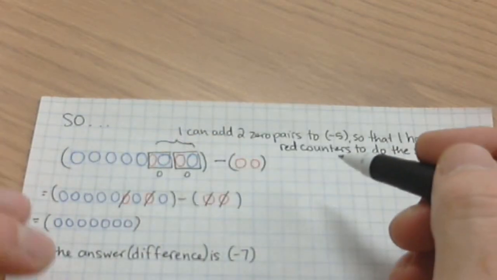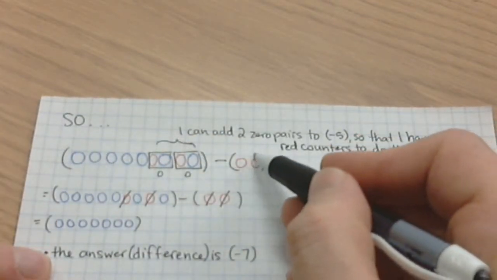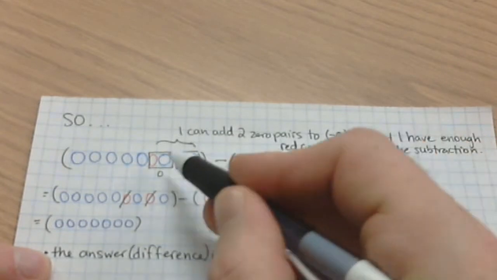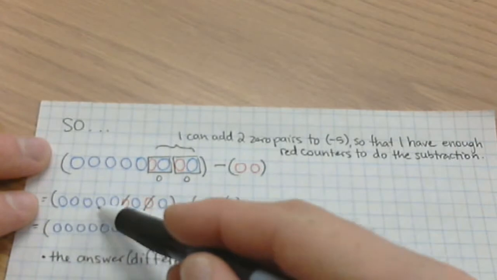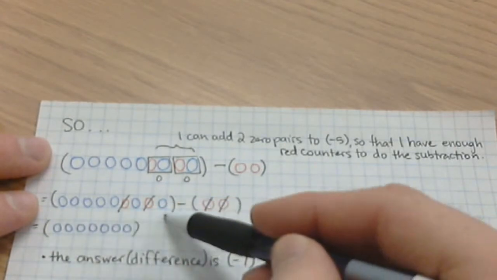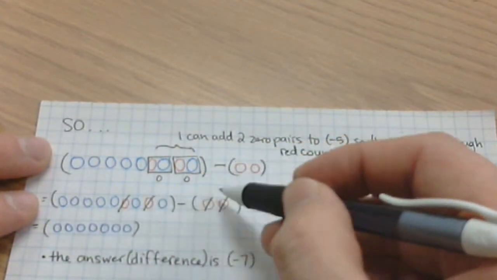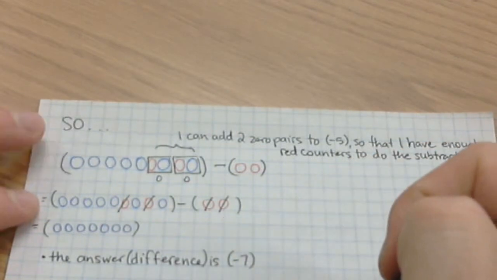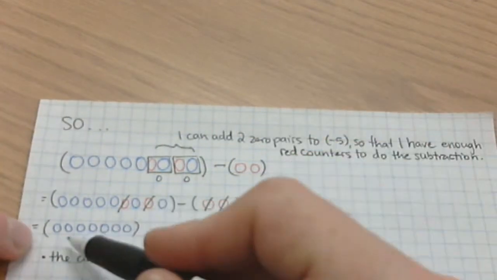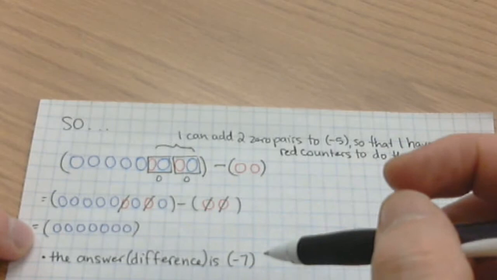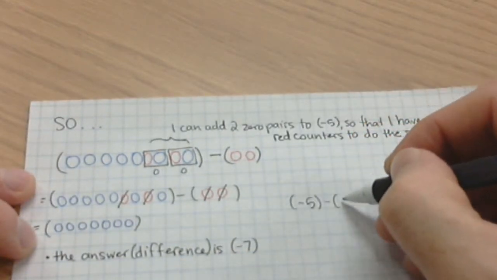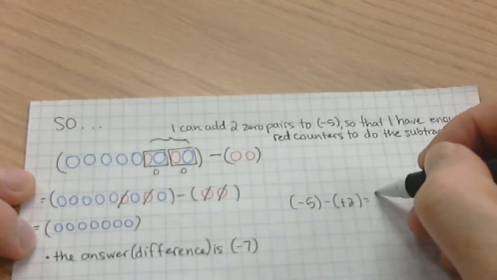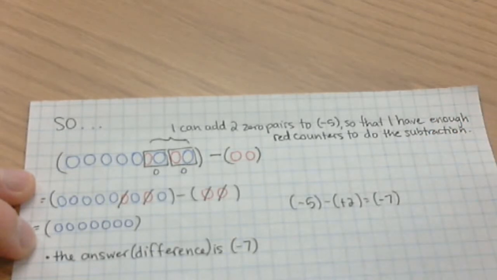It still equals -5, but now, because this part's telling me to take 2 reds away, I can actually do that. So I rewrote my line with my 5 blues and my 2 zero pairs, and I crossed out all of the reds, because that's the subtraction. What I'm left with is 7 blues. So my answer to -5 take away +2 is actually -7. Isn't that crazy?